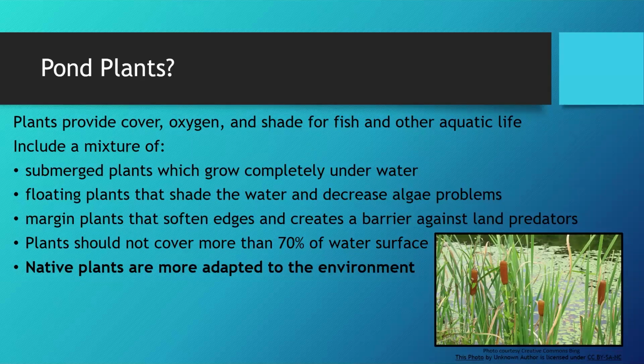A little rule of thumb: plants should not cover more than 70% of the pond's surface. That's the way to maintain balance of sunlight for shading the water and helping to reduce algal levels, but enough sunlight for submerged plants growing below the water. And by the way, native plants are more adapted to the environment.